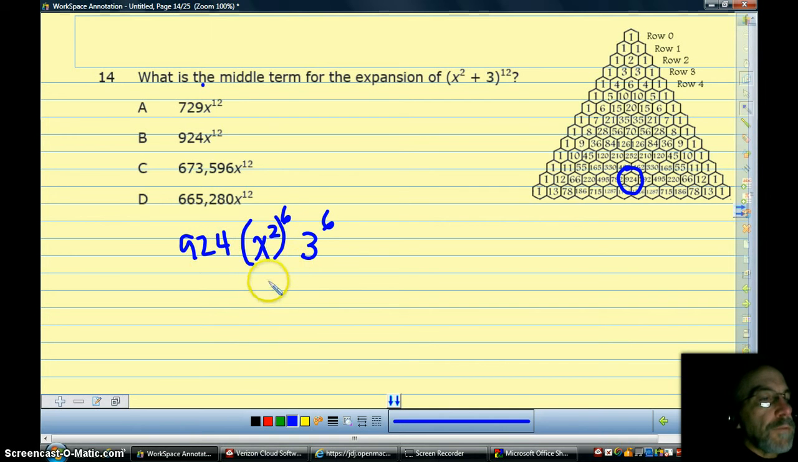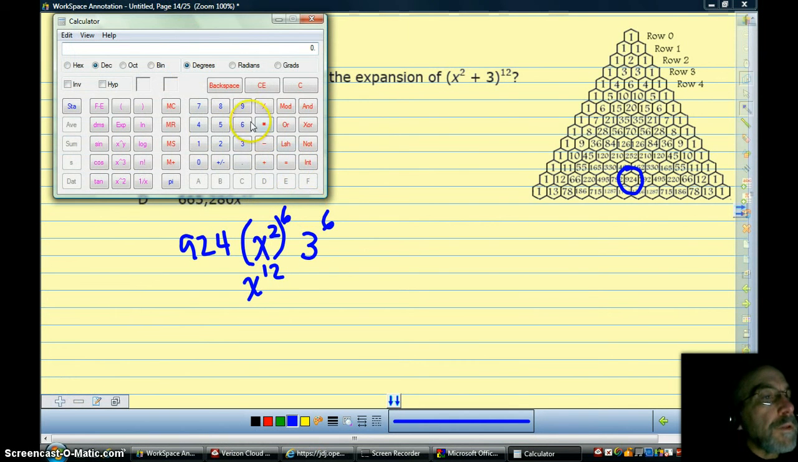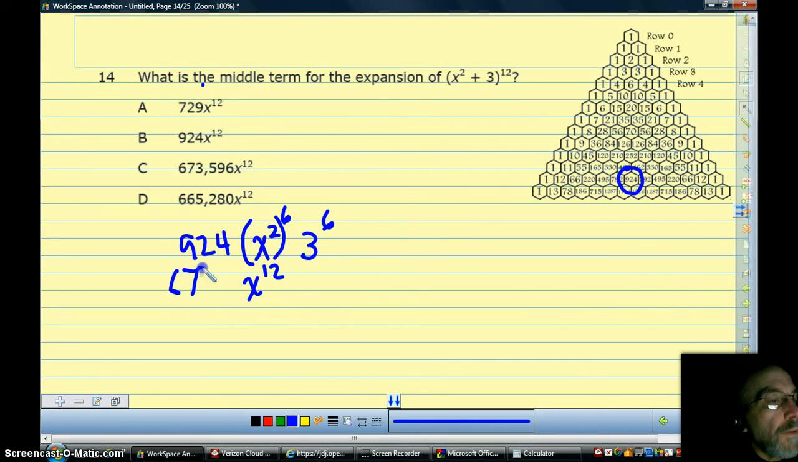And now we just simplify. X squared to the 6th is x to the 12th. And then 3 to the 6th times 924 equals 673,596. 673,596 times x to the 12th, and that's what we end up with.